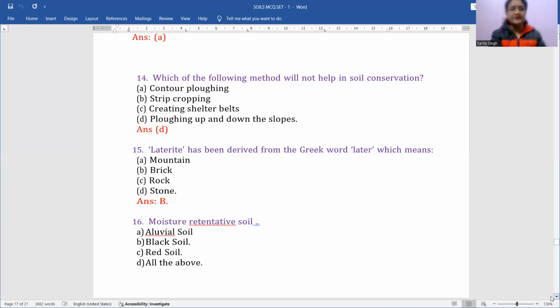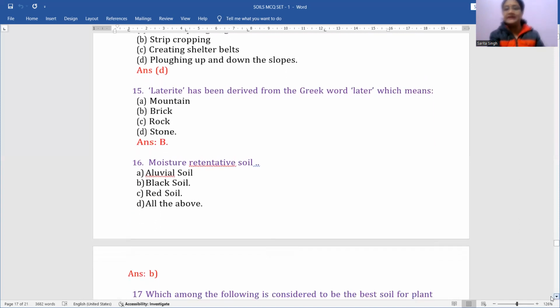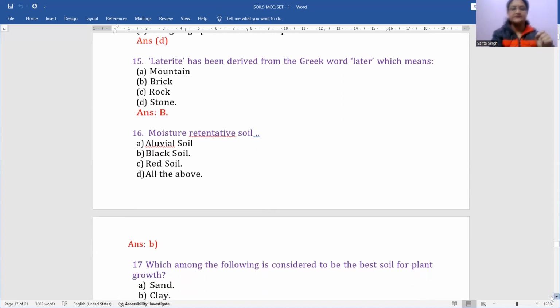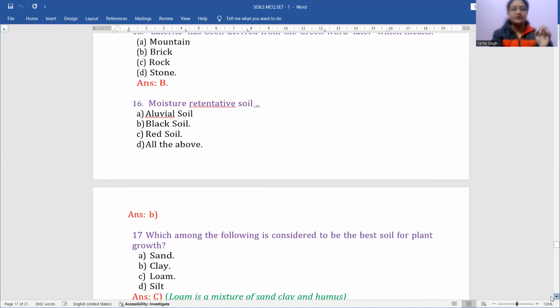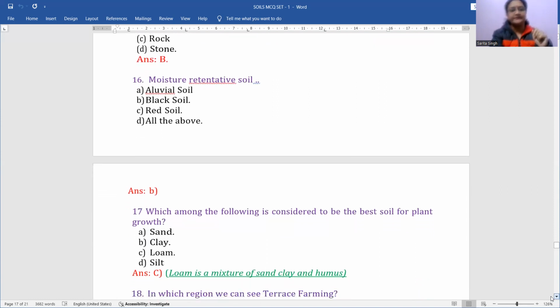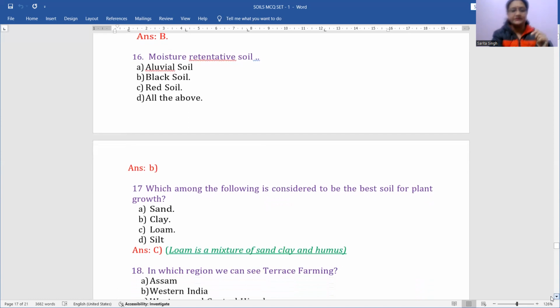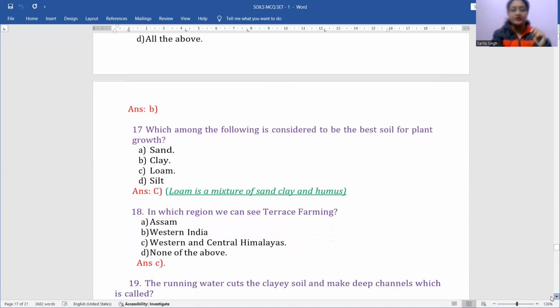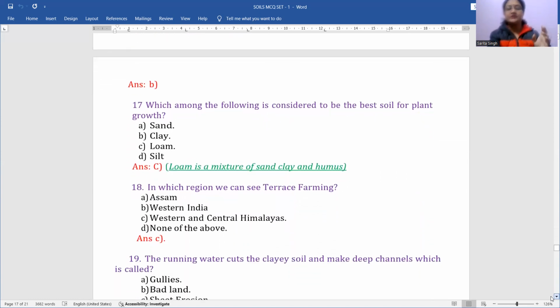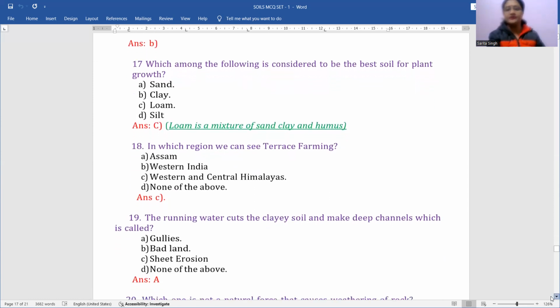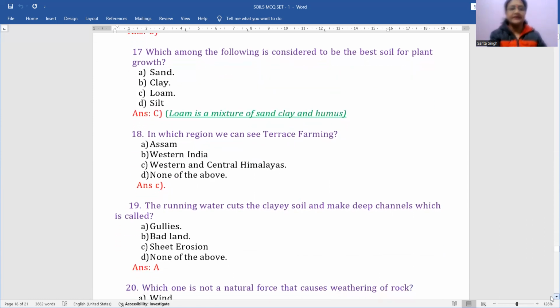Clear? Next है बच्चों, laterite has been derived from the Greek word later, which means brick. Okay, this I mentioned in the earlier video, if you remember. Next is moisture retentive capacity of soil is found in which one? Black soil has got this nature within it, okay, which holds moisture for long time. Clear? Which among the following is considered to be the best soil for plant growth? Sand, clay, loam or silt? Loam is considered best for most of the crops.